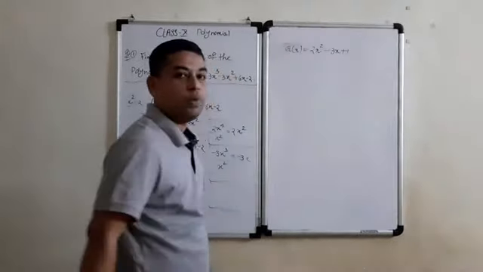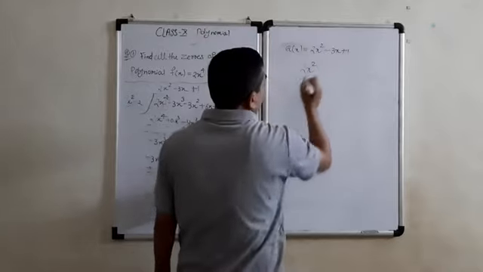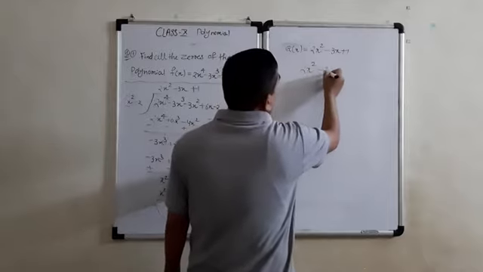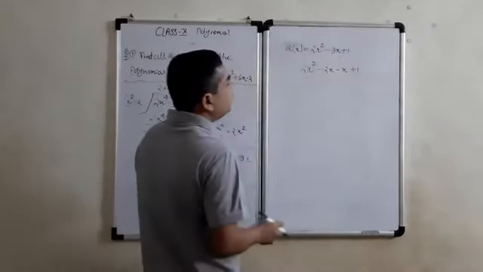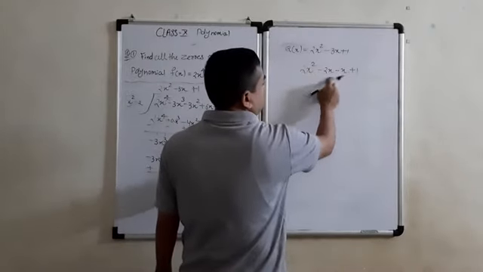For that we have to split. So what will be the answer? 2x square, okay, so we have to break in such a way, so we can write minus 2x and minus x plus 1. So we are splitting the middle term. So let us see, minus 2x and minus x will give us minus 3x.